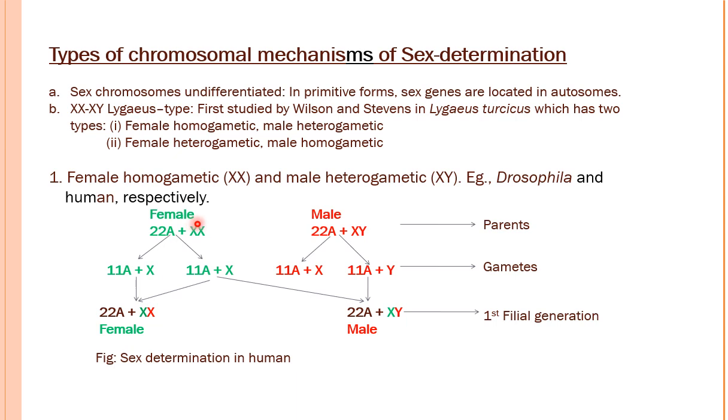Here we can see in case of man, females have 22 autosomes and 2 X chromosomes. In case of males, there are 22 autosomes plus XY, as these are heterogametic. Females produce same type of gametes, 11A plus X. Males produce two types of gametes, 11A plus X and 11A plus Y. So here we can say if it is 22 autosomes plus same type of X gamete, they develop into females, and if it is 22 autosomes plus XY, these are males.